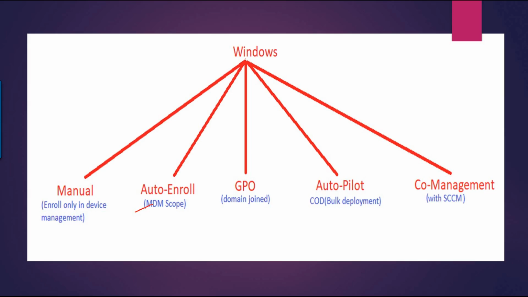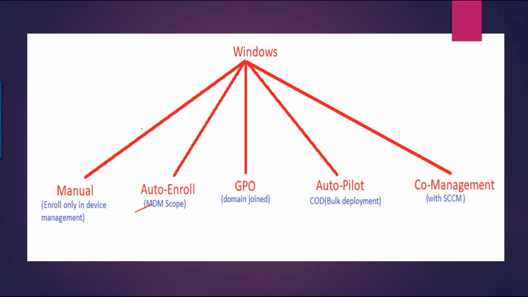The third option that we have is group policy. If the machines are joined to the on-prem domain, then we can enroll them to Intune using group policy as well. The group policy again is going to do an Azure AD registration, so the MDM scope needs to be set appropriately, just like we did in the previous case, and the device will get enrolled to Intune.